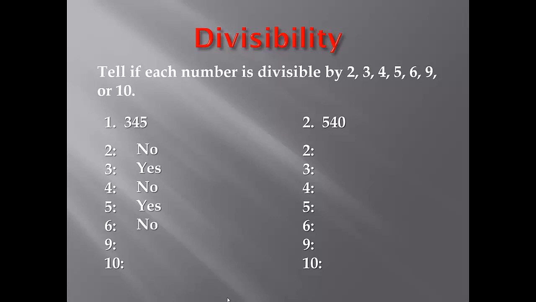Next, we'll check our rule for 9. For 9, we're going to add up our digits. 3 plus 4 is 7, and 7 plus 5 is 12. Now we need to see if 12 can be divided by 9. 12 cannot be divided by 9, so our answer is no. And now we'll check our rule for 10. Our rule for 10 is that it ends in a 0. 345 does not end in a 0, so we have no.